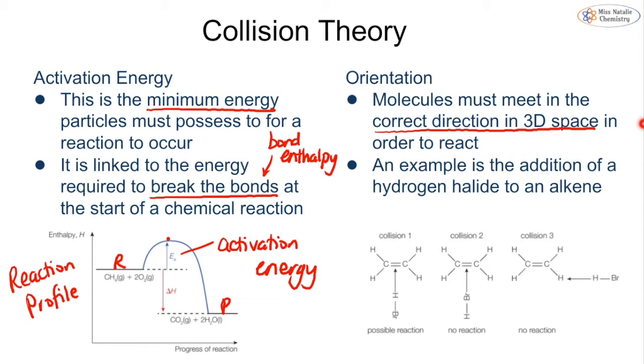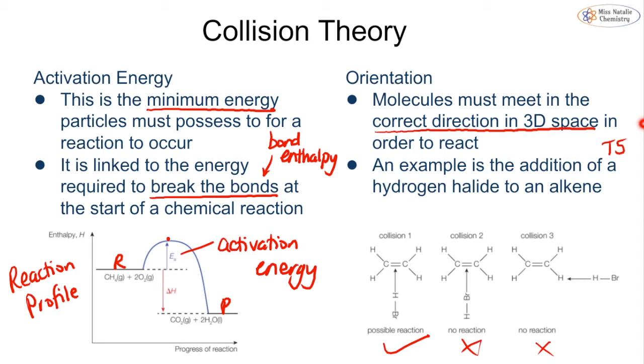An example of this would be when we're adding a hydrogen halide to an alkene, and you learned about this back in topic 5. If the hydrogen halide approaches with the hydrogen towards the double bond, then we're going to get a possible reaction. If, however, the bromine comes close to the double bond, we are not going to get a reaction. And if the hydrogen halide approaches from the side as opposed to from the bottom or the top, then again, we're not going to get any reaction.